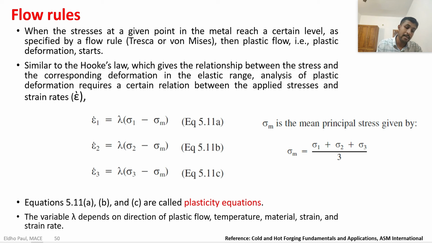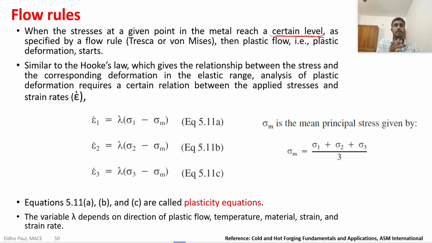When the stresses at a given point in the metal reach a certain level, as specified by the Tresca criteria and Von Mises criteria, then there will be plastic deformation. What is that level in the case of the Tresca criteria? The level is the maximum shear stress corresponding to the yield point. So in the Tresca criteria, when the stresses at a point reach the shear stress corresponding to the yield point of the material, there will be plastic deformation.